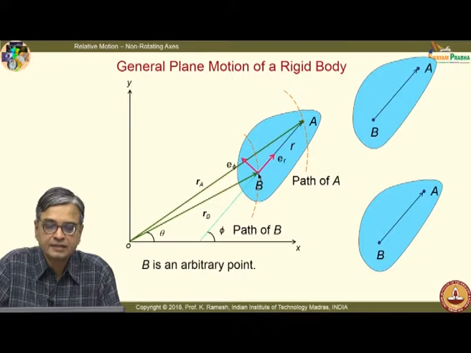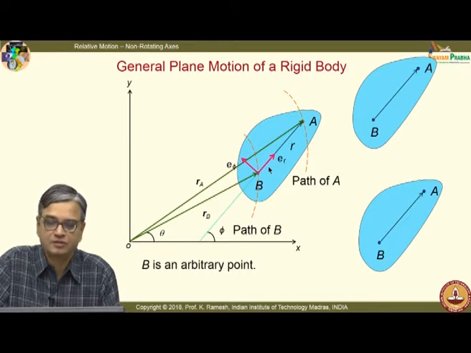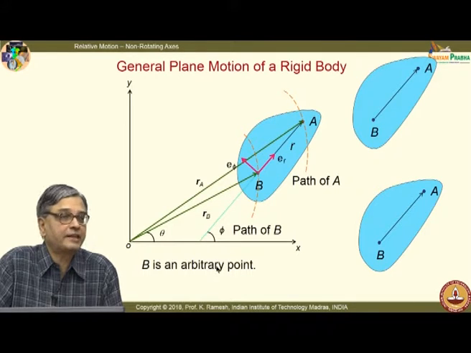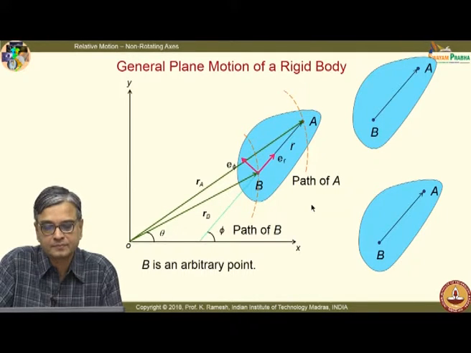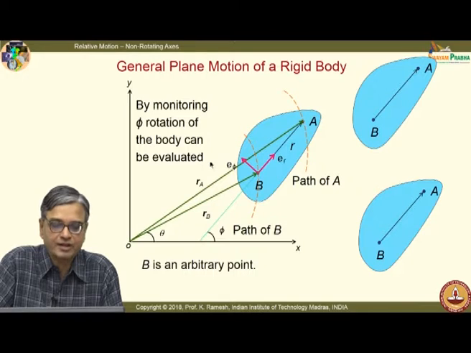Now, I call this the unit vector ER, and I have another vector perpendicular to it, I call it E phi to distinguish it from theta. I have an R and phi coordinate system. And you should know here that B is an arbitrary point, there is no special selection of point B. And as I mentioned to you earlier, by monitoring phi, rotation of the body can be evaluated.